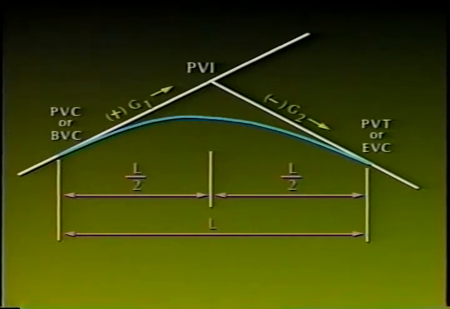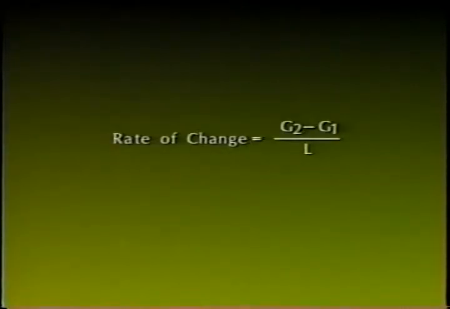Small l is not shown here, but it is often used to define the distance from the BVC to a station of interest on the curve. G sub 1 and G sub 2 are the grade rates in percentages with attention to algebraic sign. G1 refers to the tangent grade entering the curve, and G2 refers to the tangent grade leaving the curve. Little r is the rate of change for a vertical curve and is found by subtracting G1 from G2, preserving algebraic signs, and dividing by L, the length in full stations.